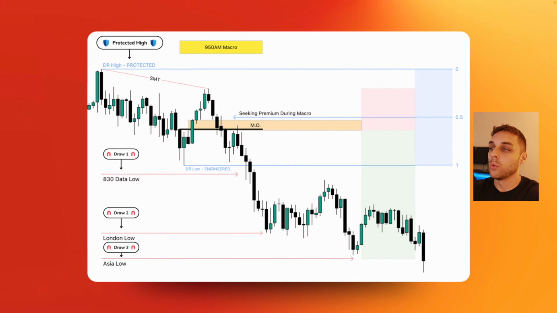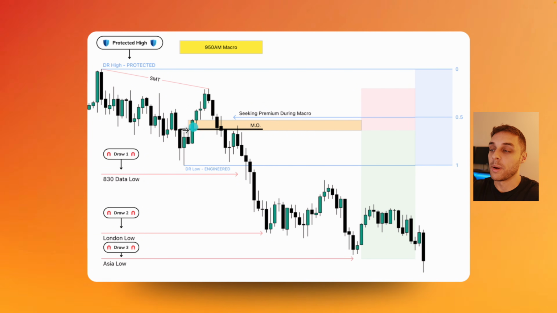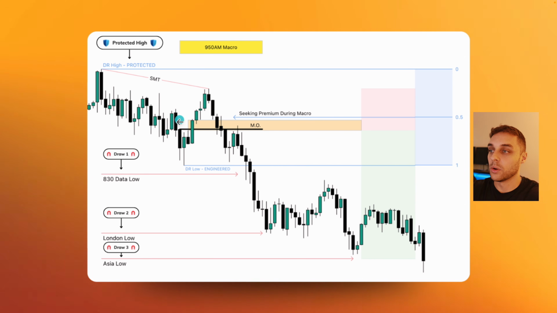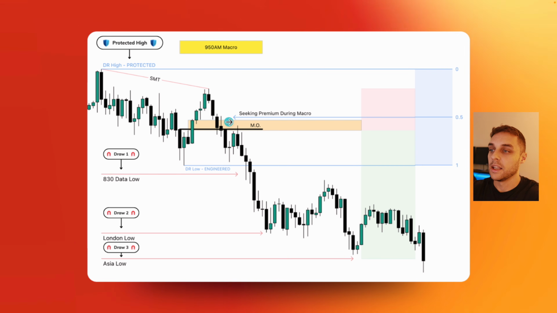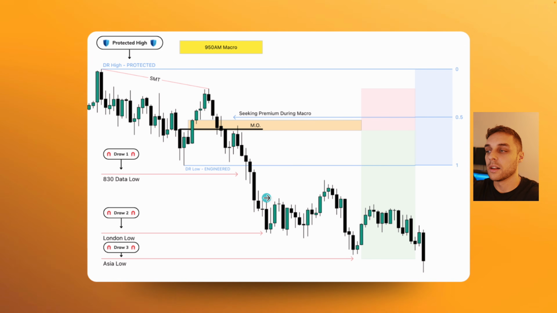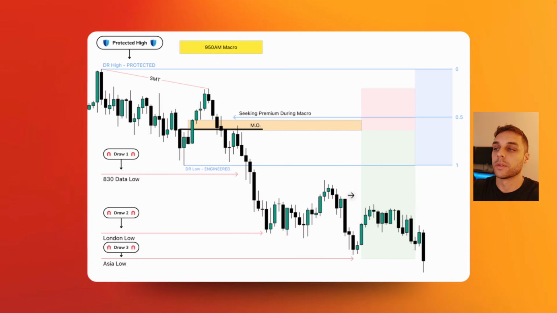What's our job? To wait for the macro power of 3 short. Above macro opening price, run this high, SMT holds, close below the BISI, that's your inversion, stop above this high, delivery down to the dealing range low, through the 830 data low, all the way down to London and Asia low. Rinse and repeat, same things over and over again.